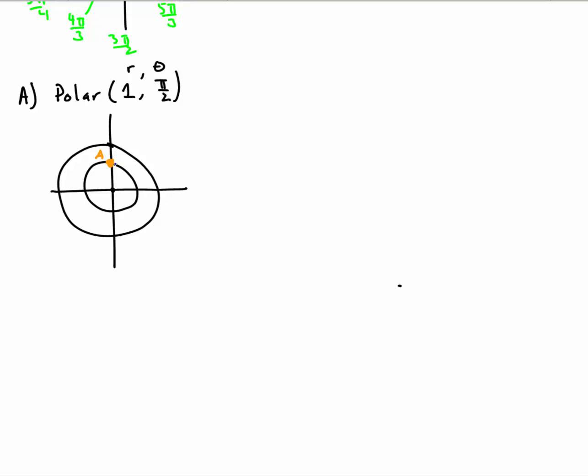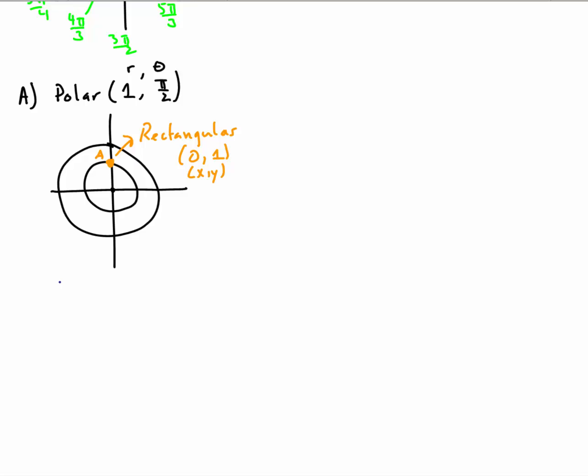It's very easy to see rectangular. This is 0, 1. So my rectangular, I can look at this and say, oh, that's the same as the ordered pair 0, 1. And again, this is x, y. We're not talking about our theta here. So again, this is x, y. Now that's not always easy to determine. In this particular case it is.